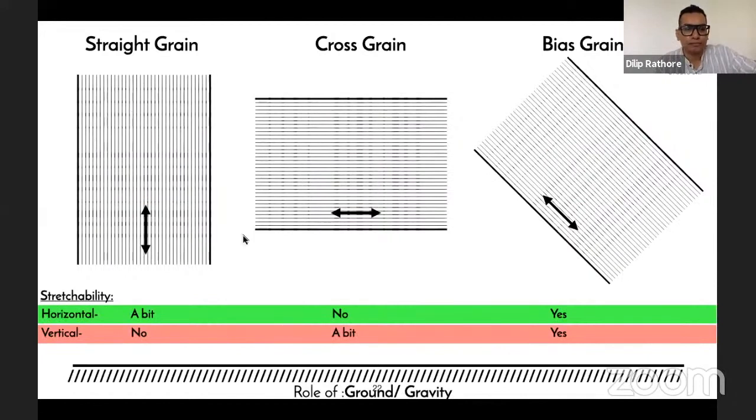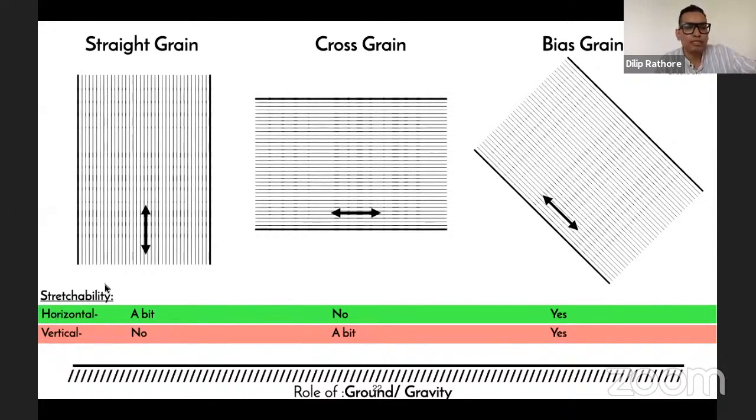Now, stretchability we already saw. In the first one, always remember there is a ground down, and with respect to that you are seeing the grain. The fabric is hanging vertically, horizontally, or on an angle on the body.